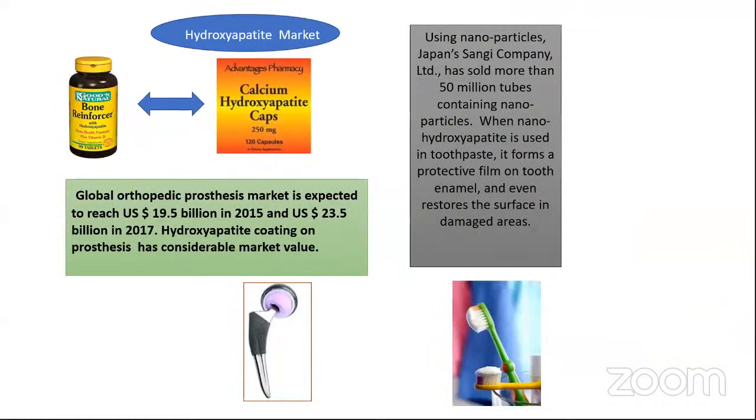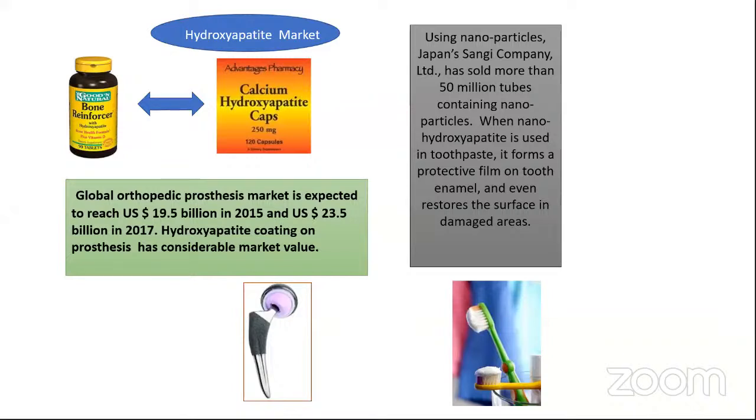Now, hydroxyapatite has a good market. Nanohydroxyapatite was used for the first time in Japan, and the name of the company is Sangi, and they sold more than 50 million tubes containing nanoparticles of hydroxyapatite. When nanohydroxyapatite is used in toothpaste, it forms a protective film on tooth enamel and even restores the surface in damaged areas. So nanohydroxyapatite is a promising material to be used in toothpaste.